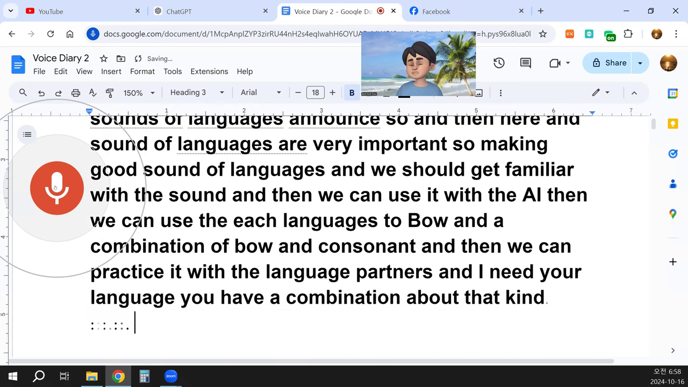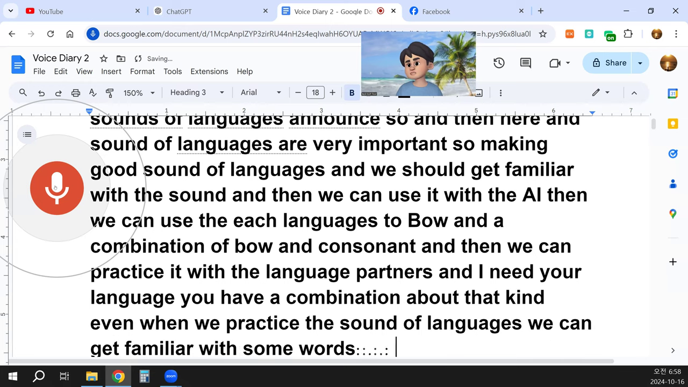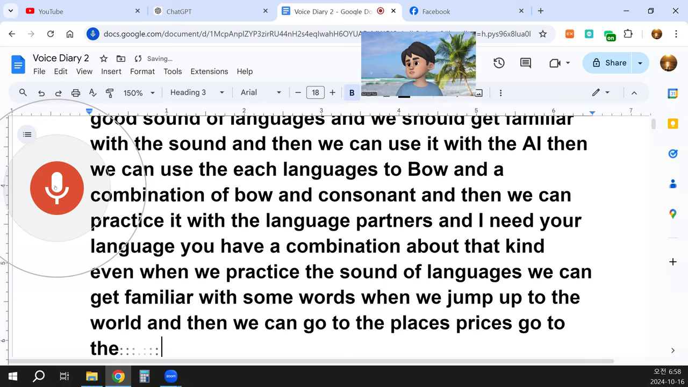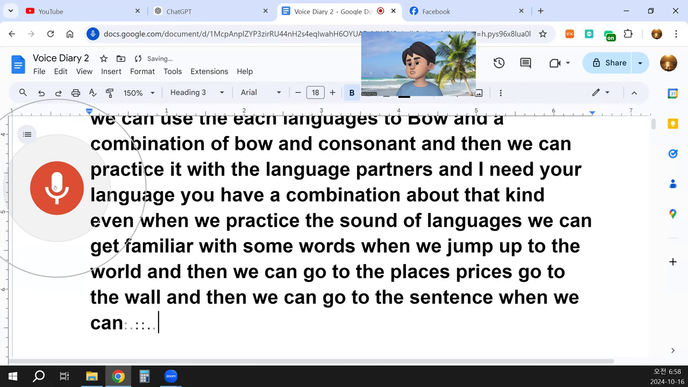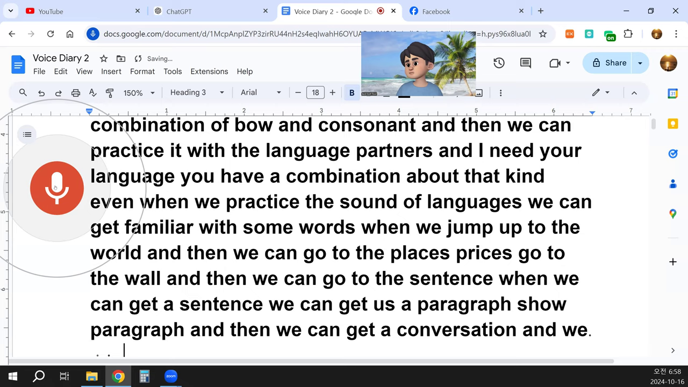When we practice the sound of languages, we can get familiar with some words, representative or defining words, which is also a strategy for building vocabulary. When we jump up to words, we can go to phrases. From phrases we go to sentences. When we can get a sentence, we can get a short paragraph, and then we can get a conversation, and we can get long stories.